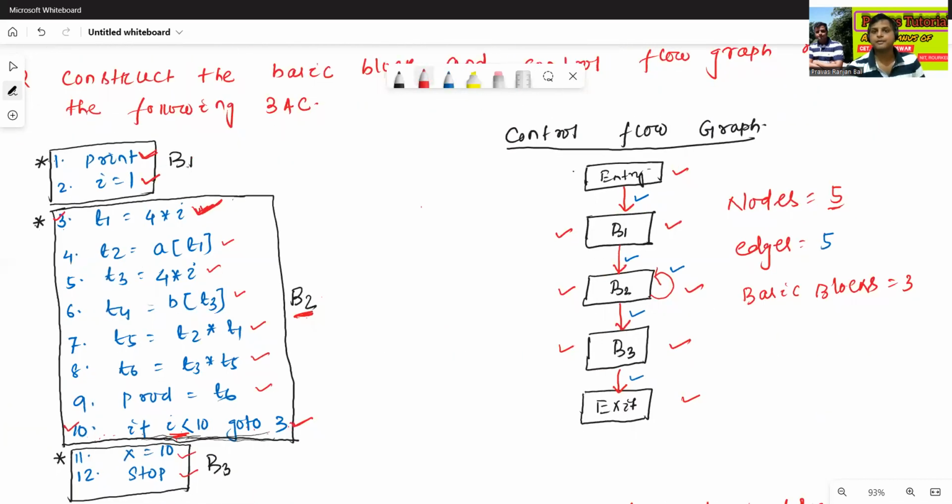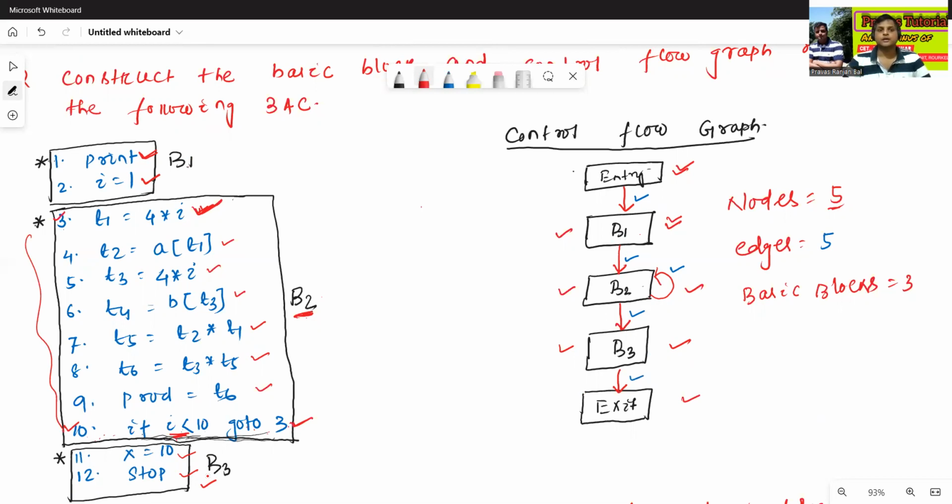So we'll start from the entry point. Then it will execute basic block B1. B1 means the number of statements. There are 2 statements in B1. In B2 there is this number of statements. In B3 there are 2 statements. So it will automatically execute all statements without any interruption.